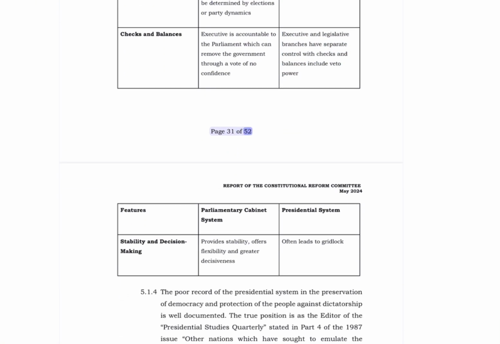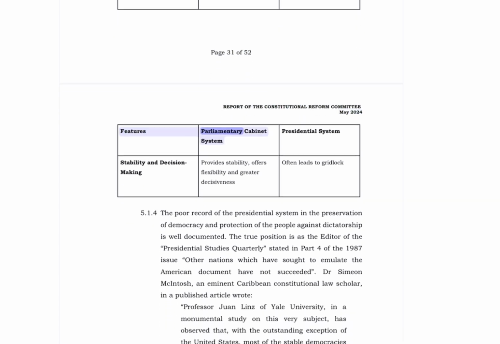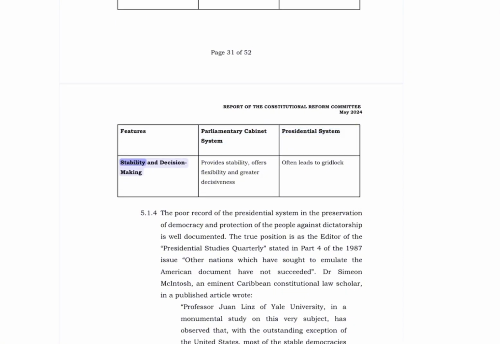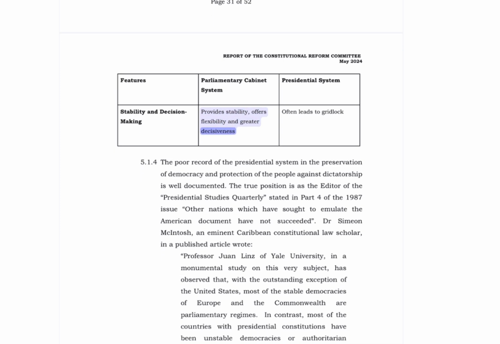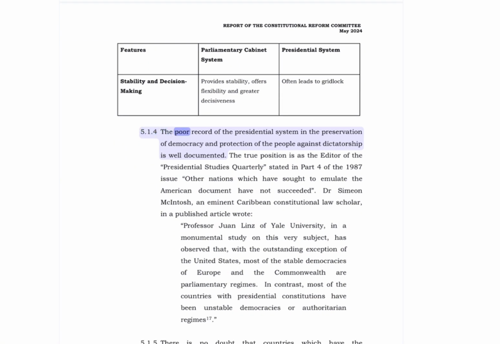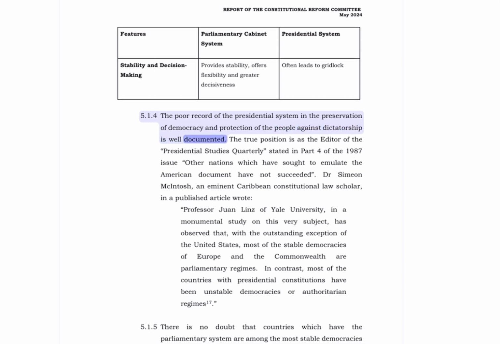Page 31 of 52, Report of the Constitutional Reform Committee, May 2024. Features: Parliamentary Cabinet System, Presidential System. Stability and decision-making: provides stability, offers flexibility and greater decisiveness; often leads to gridlock. 5.1.4 The poor record of the presidential system in the preservation of democracy and protection of the people against dictatorship is well documented.